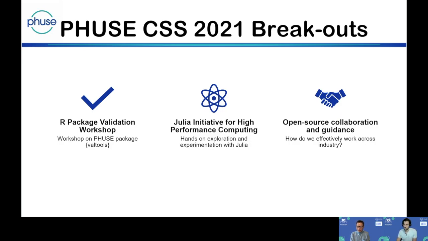The second is the Julia Initiative for High Performance Computing breakout session. In this, we'll introduce you to the Julia language, and we'll try to give you some hands-on experience if you want to install Julia on your computer and explore it. Then we have a third breakout session, open source collaboration and guidance. We want to discuss some of the things that are very useful when you try to start an open source project in your company. Some companies can share their experience, and then maybe we can collaborate and come up with some guidance for starting an open source project in your company.